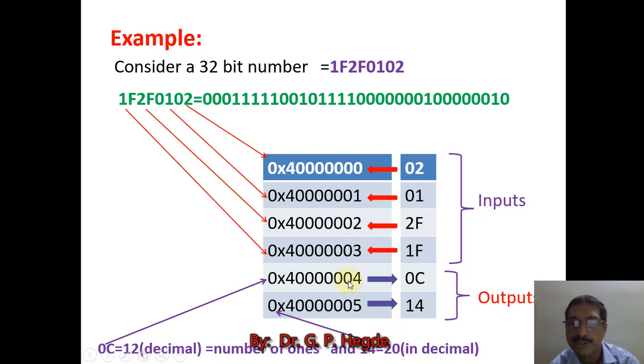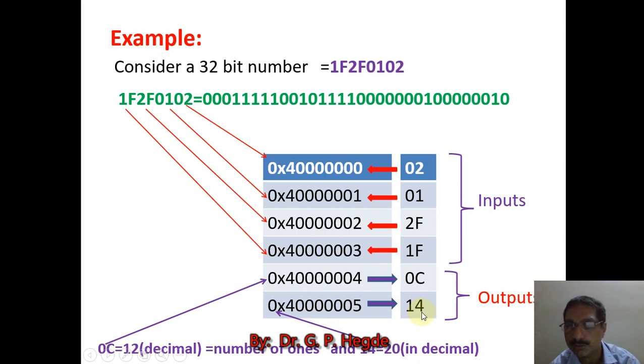the 4004 location, which gives 0C. 0C in hexadecimal, in decimal it is 12. It gives the number of ones in the given number. So in this 32-bit number, you count the number of ones, and it becomes 12. That is 0C. Then you check the 4005 location.